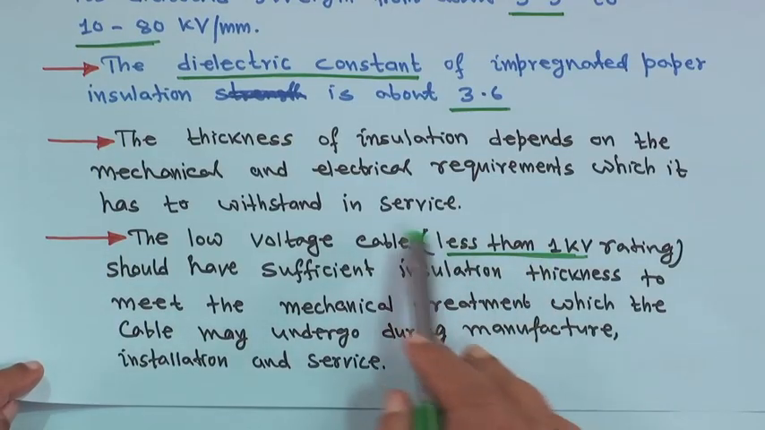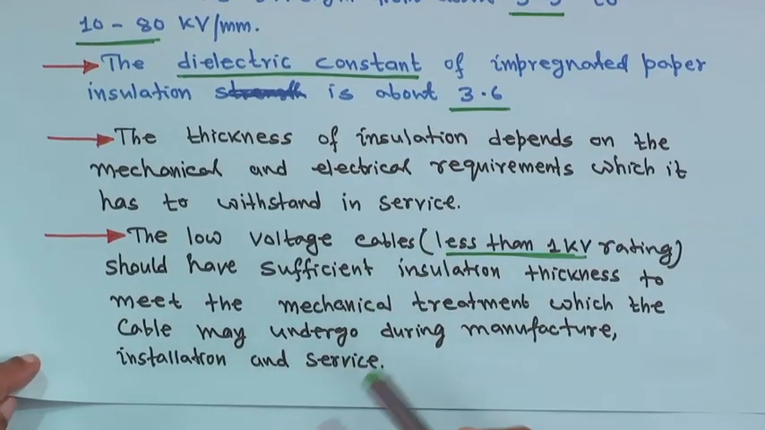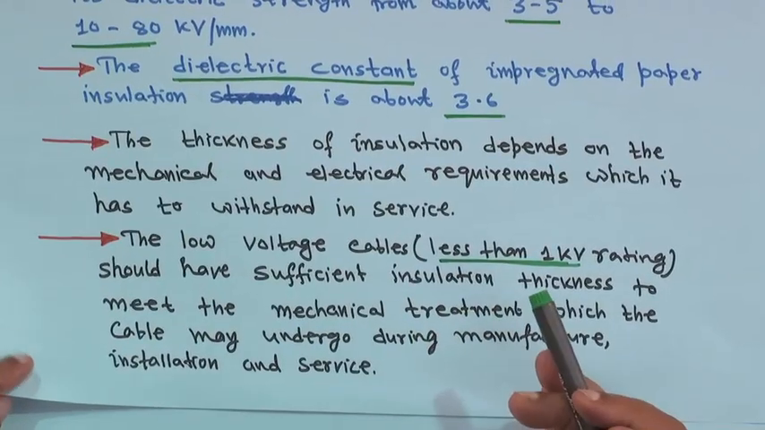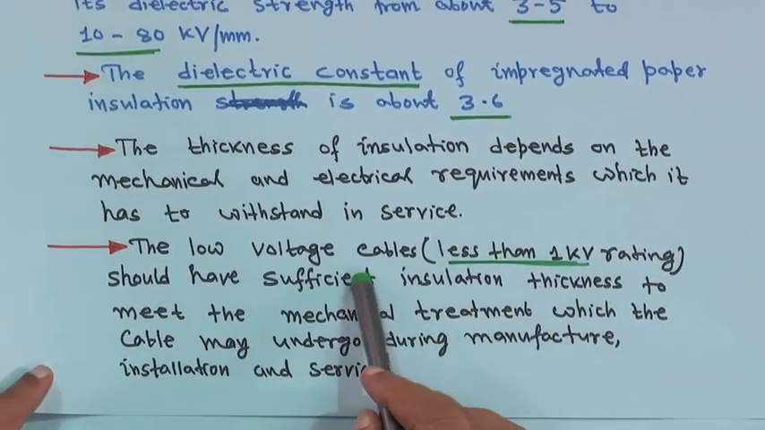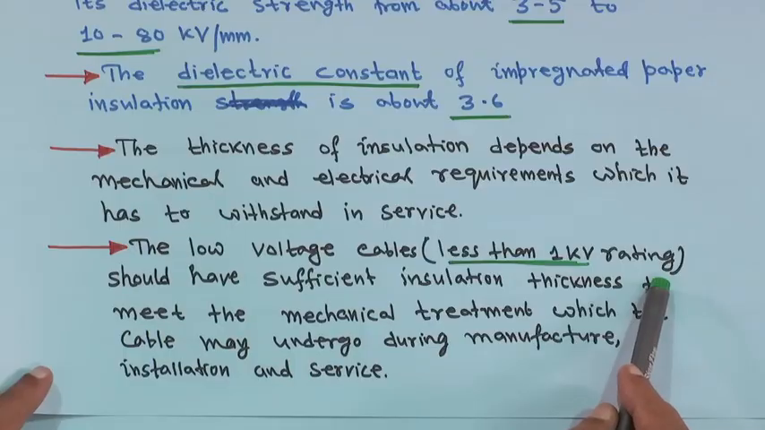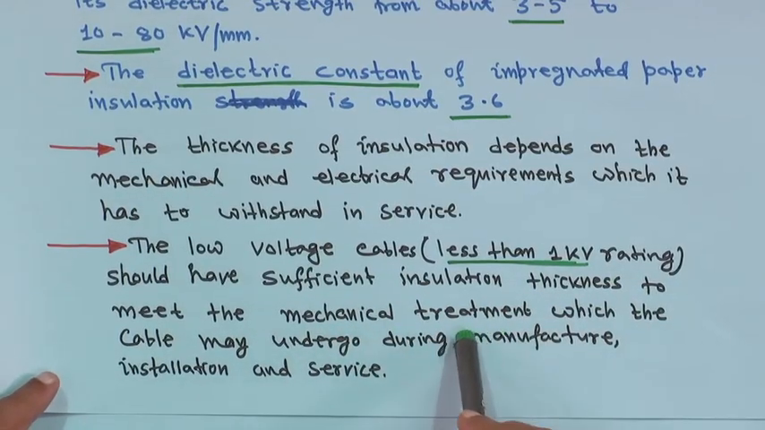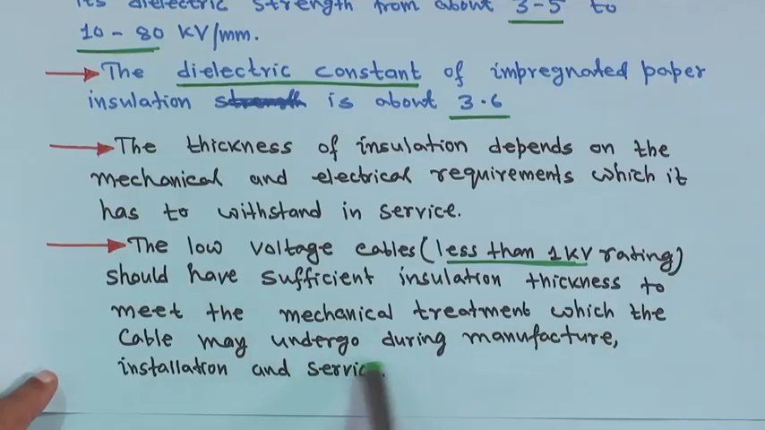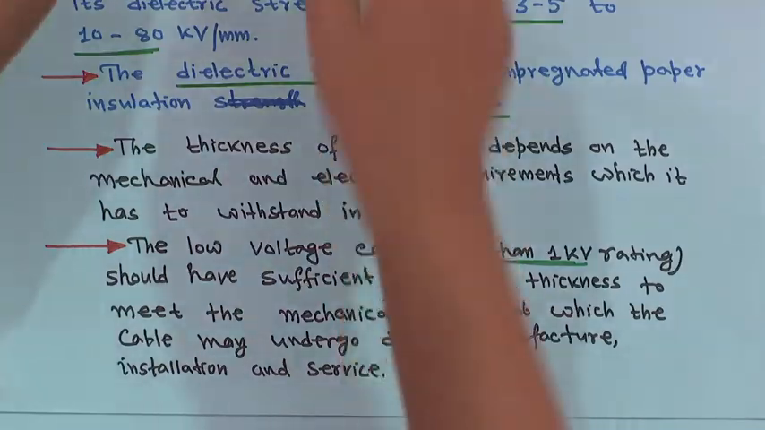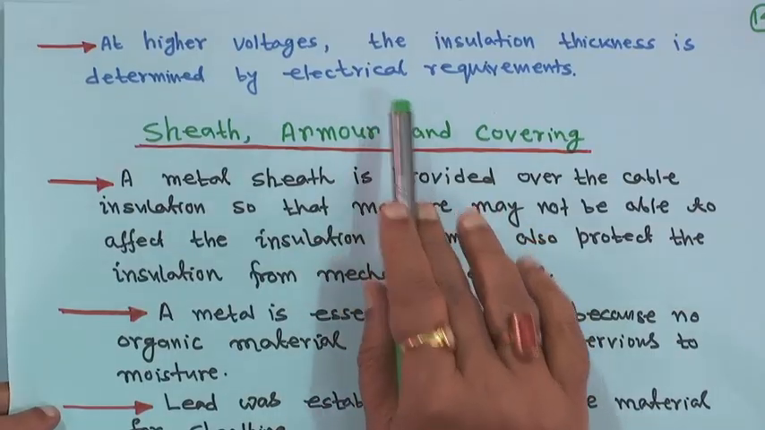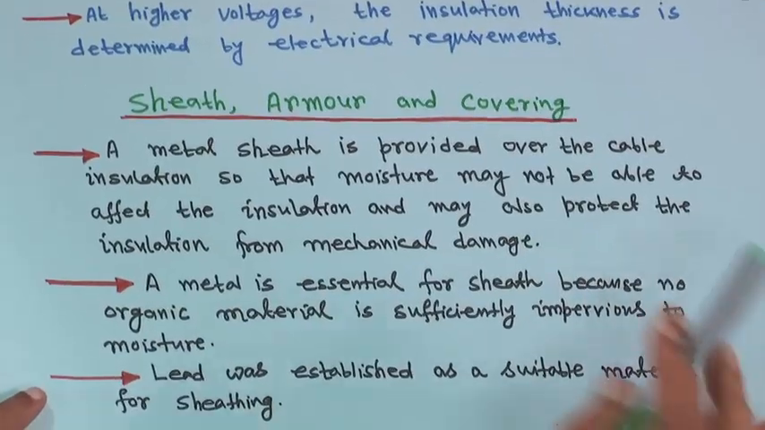It depends on the voltage level, and whether you are doing single core or 3 core. The low voltage cables, less than 1 kV rating, should have sufficient insulation thickness to meet the mechanical treatment which the cable may undergo during manufacture, installation and service. At higher voltages, the insulation thickness is determined by electrical requirements, particularly the voltage level.